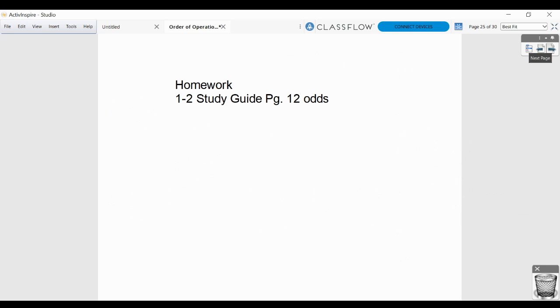Okay, so your homework tonight is page 12, odds. There is a quiz coming up here soon, so you definitely want to practice doing the order of operations.